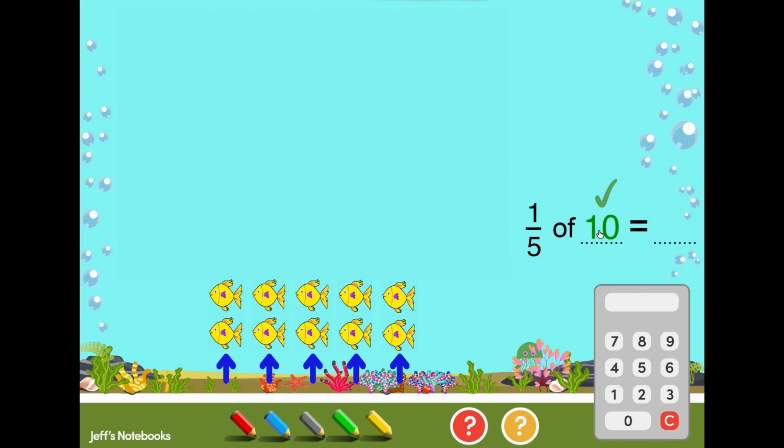appear. The numerator decides the number of columns we're going to select. We do this by choosing one of the colored pens, then clicking on the appropriate number of arrows at the base of the columns. We can now count the number of colored fish in the small array, and by using the calculator again, put in the number for the final answer and a tick will appear if correct.